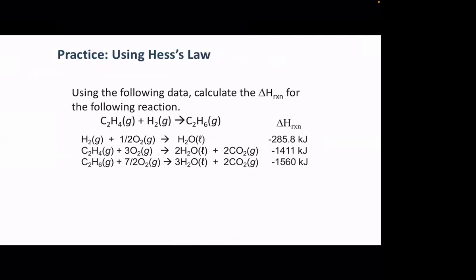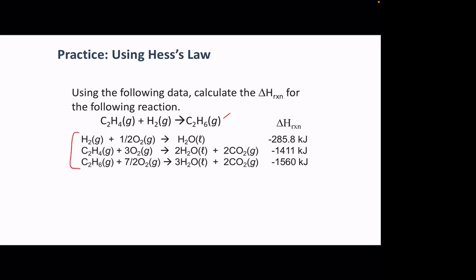Use the following data. Calculate the heat of the reaction for the following reaction. We're going to take these 3 reactions here and figure out what the enthalpy for this reaction is. Now, when you first look at that, like Megan, she looks shocked. And you think to yourself, how the heck am I going to rearrange and manipulate this? I'll give you a very simple way to do this.